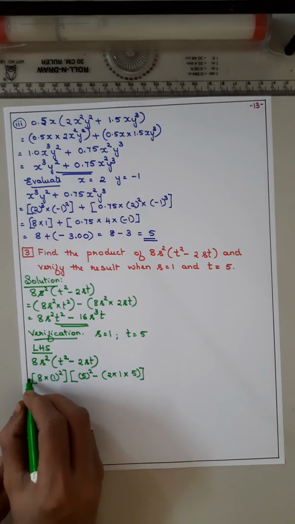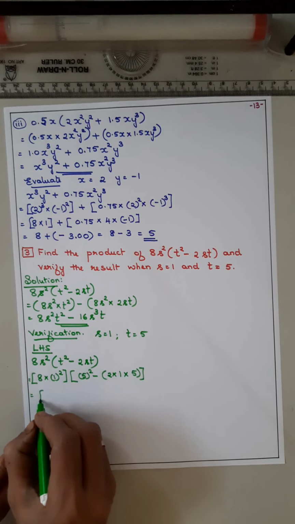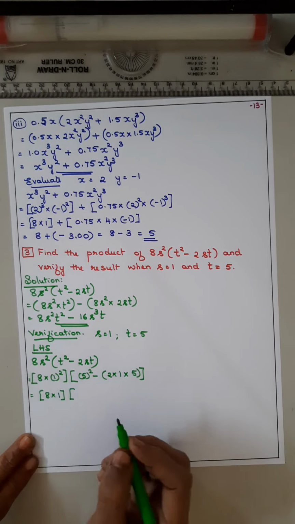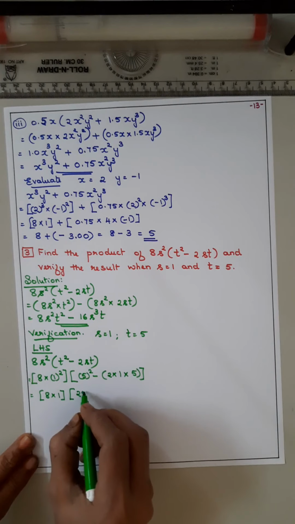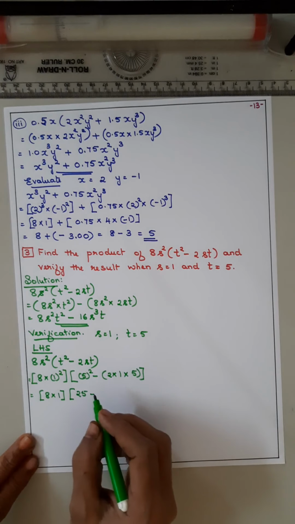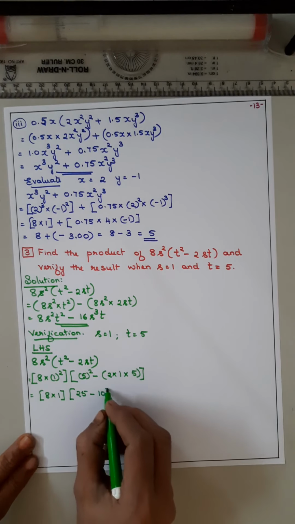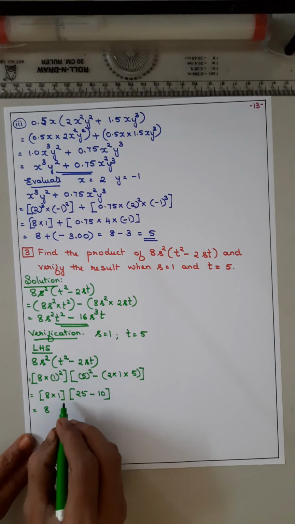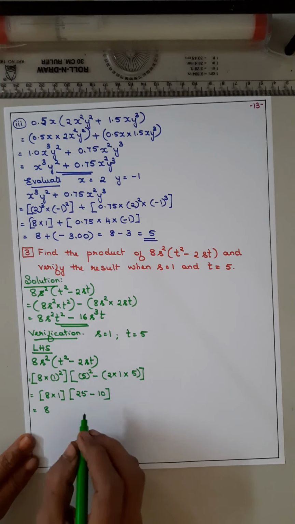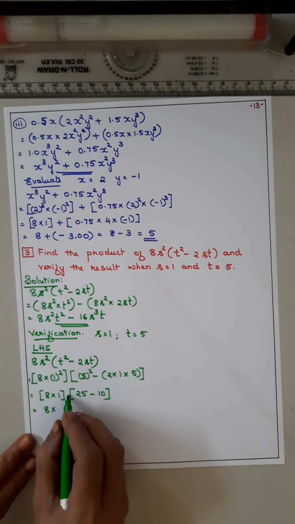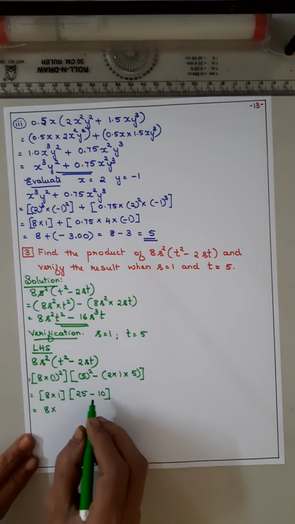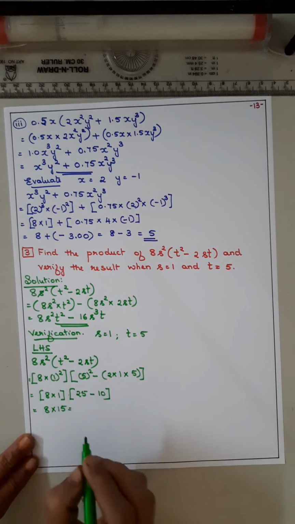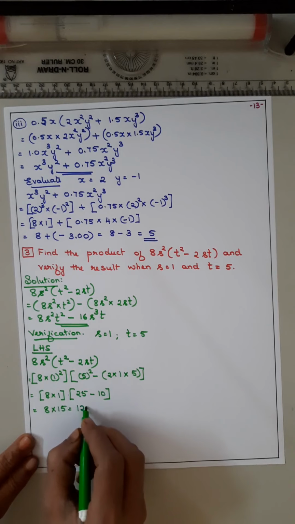Okay, now you got 8 into 1 square is 1. Now 5 squared is 25 minus 2 5s are 10. So you got 8 and here 25 minus 10. Here the sign is multiplication. 25 minus 10 is 15. That means 15 8s are 120.